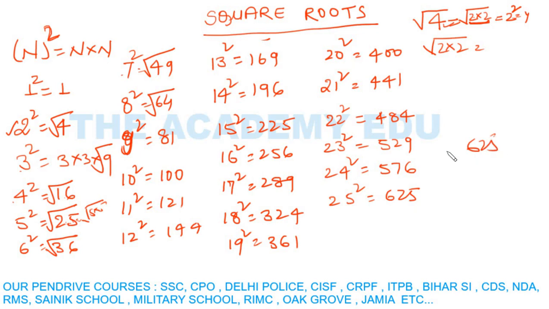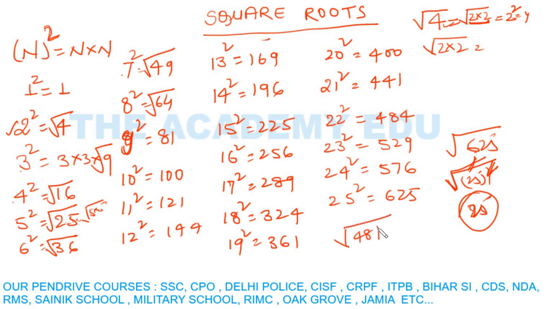If someone says what is the square root of 625? This is 25 square. So what happened? The square and root cancel each other, and you get 25 here. So 25 is the answer. If I say what is the square root of 484? You can say it's the square of 23. Square cancels, you get 23 as the answer. So you can directly write 23. So just remember or cram the squares, and you can easily find square roots.